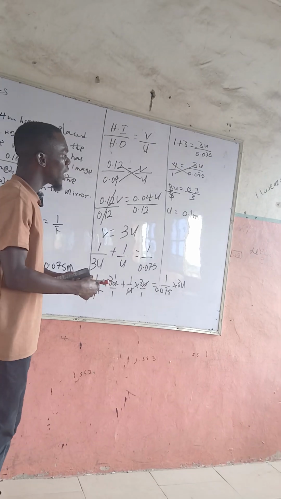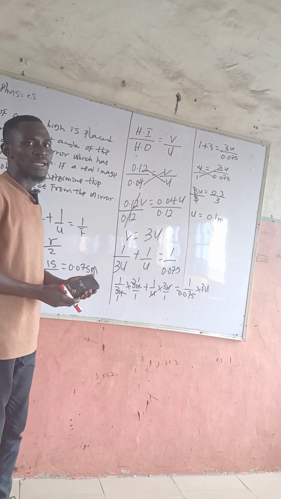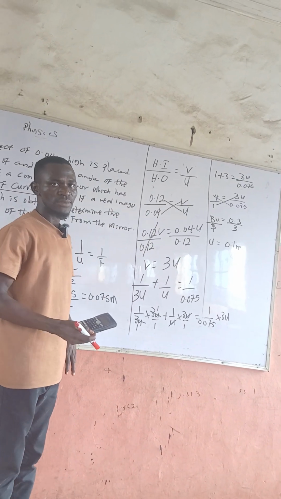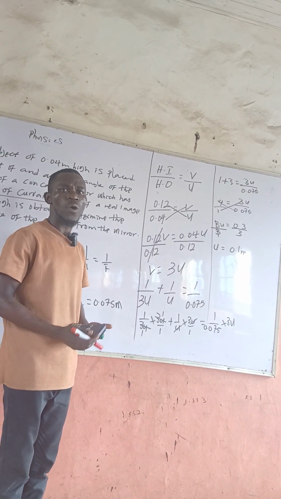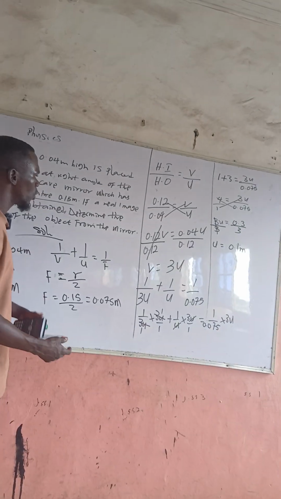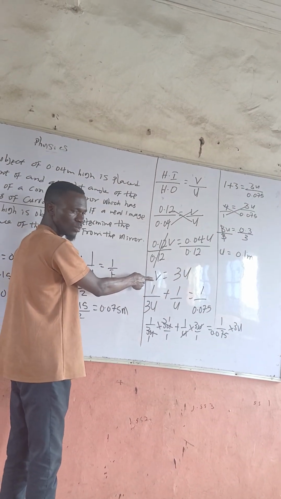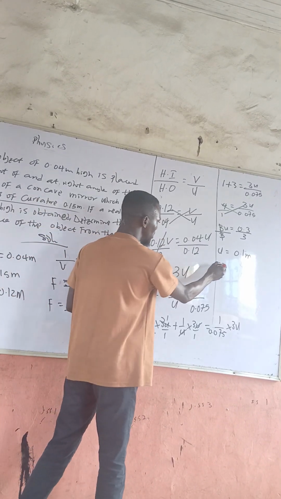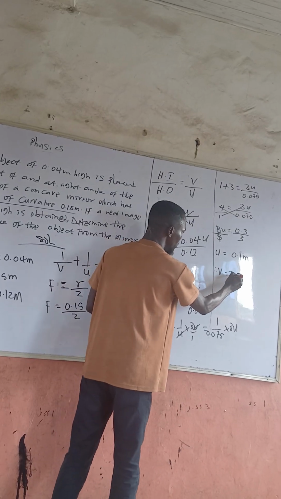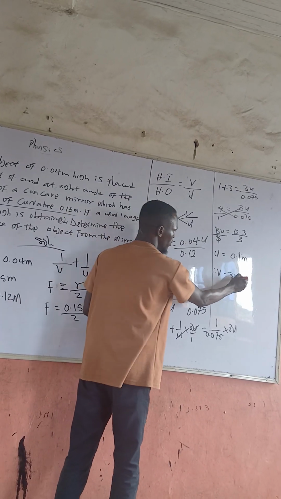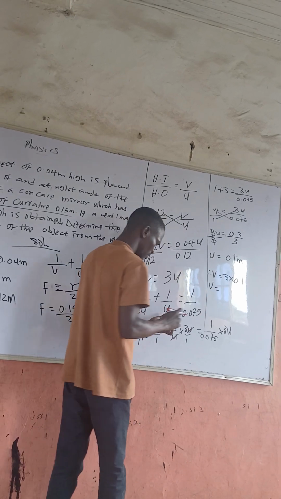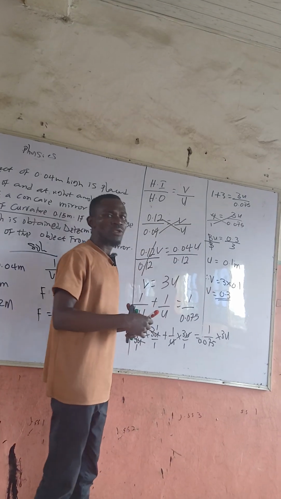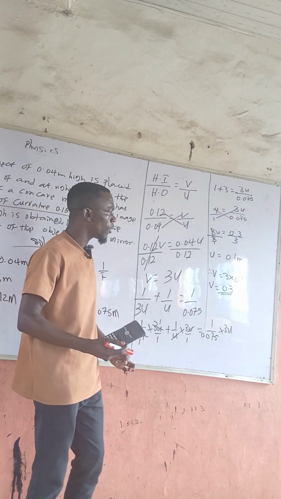Now we only have to find the distance of the object, right? So the distance of the object is 0.1 meter. We are not asked to find the distance of the image. But the image distance is three times the object distance, so the distance of the image equals 3 times 0.1, which gives us 0.3. But what you have to find is the distance of the object, which is 0.1 meter.